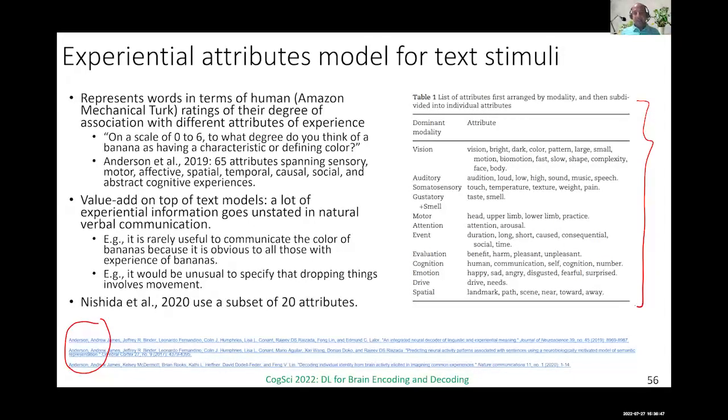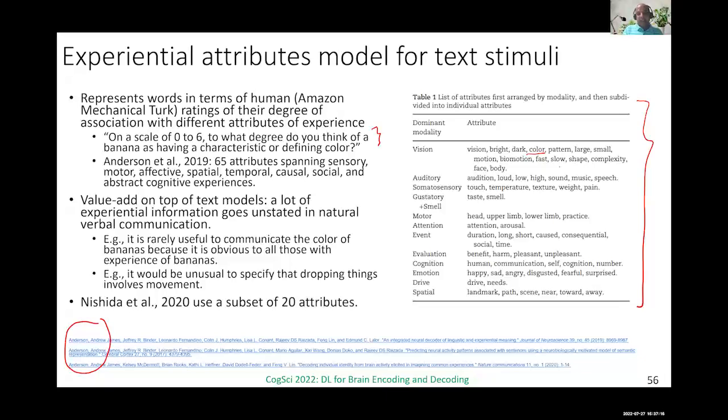For example, the question that was asked was, on a scale of 0 to 6, to what degree do you think of a banana as having a characteristic or defining color? Why banana? Well, of course, banana was shown as a stimulus to the person whose brain activity was recorded. Now, you would think that you could use just text-based models. You could take the word embedding for banana, and it should be sufficient. What's the big deal about asking people about the color of banana, right?